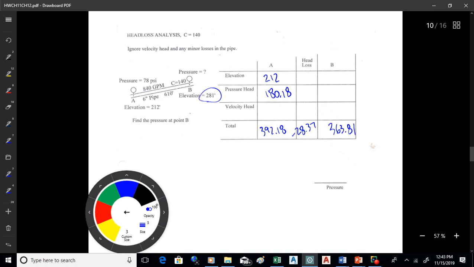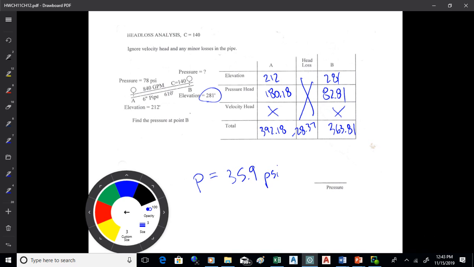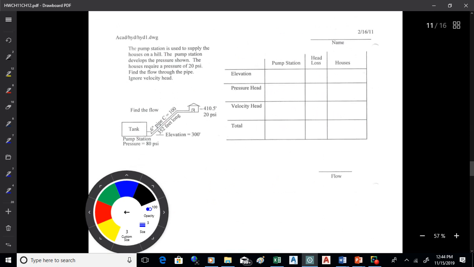The elevation here is 281. We're ignoring velocity head, so we'll get to the energy here, 82.81, and then convert that into pressure, and that's 35.9 psi. So that's a similar type problem, just you don't have the open reservoir on that one. You've got a closed pipe with pressure gauges on it. So we good with that one? Yep. Good, all right? Okay.